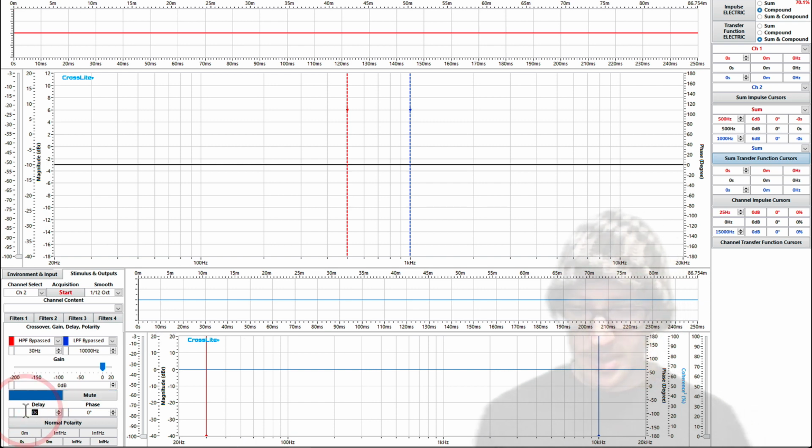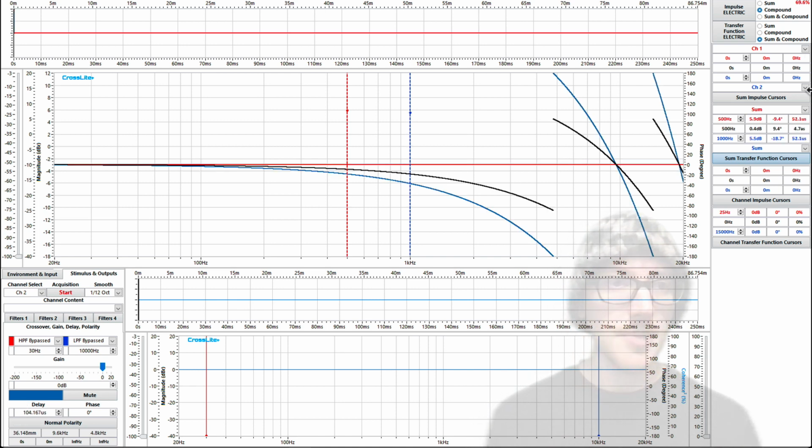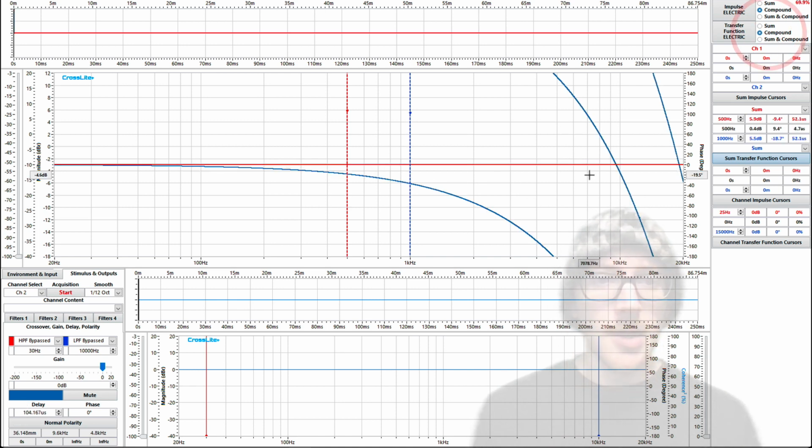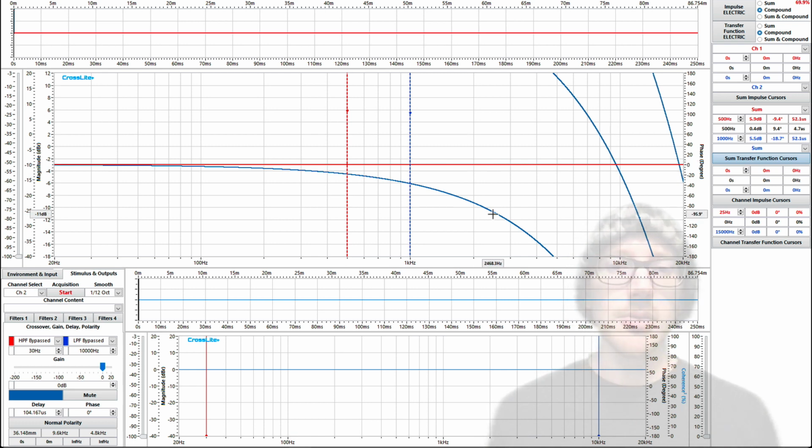So let me put in a delay of 0.1 milliseconds in channel B. And let me turn off the sum. So we're just looking at channel A in red and channel B in blue. And we see that they start to diverge because of the delay that I put in. So we see it sloping down here.